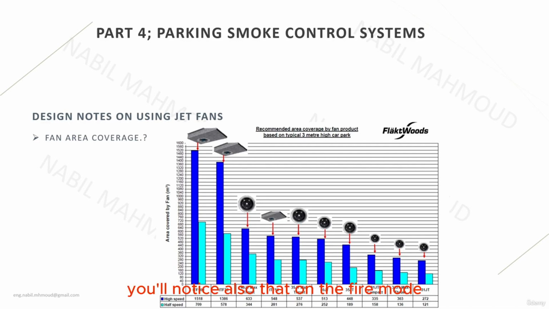You will notice also that in the fire mode the coverage area almost doubles because the flow and the speed almost double as well, and it ranges also in the same range of 250 up to 600 square meter of coverage area. The only exception for this is the induction centrifugal fans on the left side of the screen. They have almost double the coverage area of the normal fans, and this shall give you an indication of the variation of the coverage area of the majority of the commercially available jet fans.